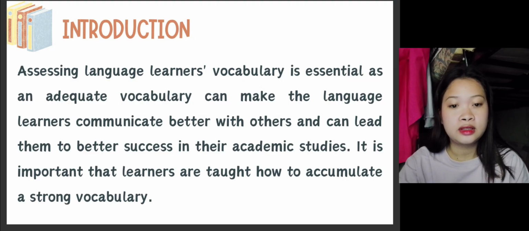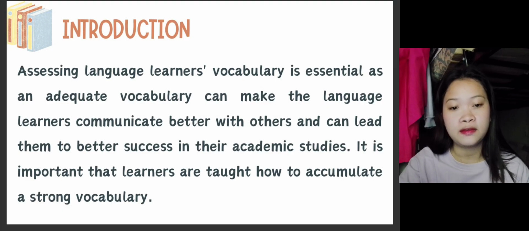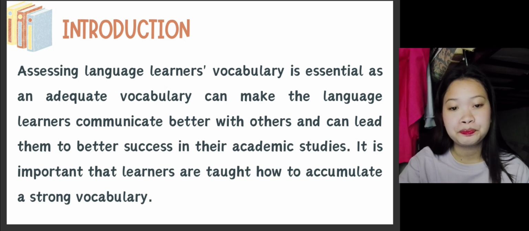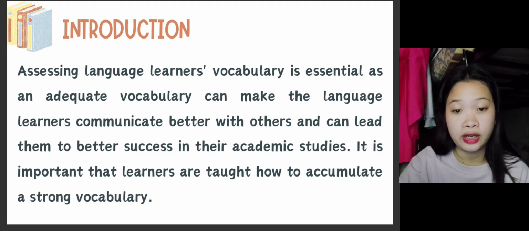So, it is important that learners are taught how to accumulate a strong vocabulary. Experts agree that determining the number of words learners know and understanding how they derive meaning from context could help language teachers design an instructional strategy to assess learning and acquiring adequate vocabulary for communication and learning.